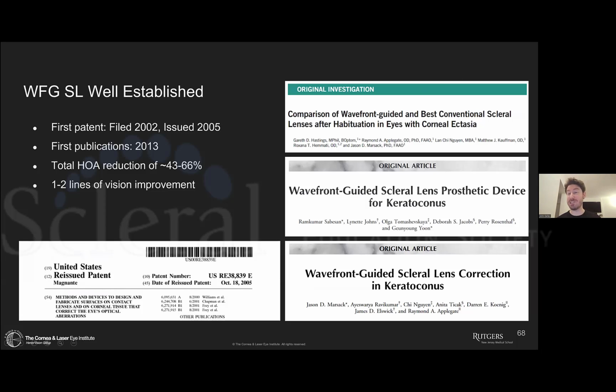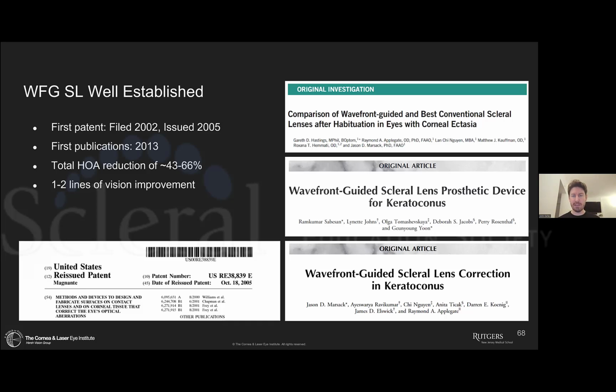Now, when we look at wavefront guided scleral lenses, like Barry was saying, there have been a lot of different trials that have gone on for these. Wavefront guided scleral lenses are not a new concept. The first patent on this was the Magnanti patent, filed in 2002. So it has been around for a very long time. The first publications on this really started coming out in 2013. I believe in 2011 maybe was one of the first ones in contact lenses.